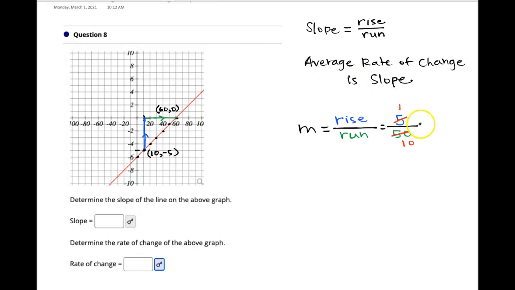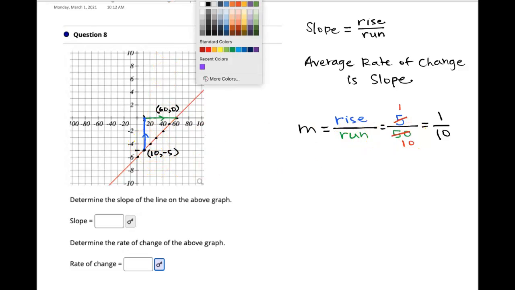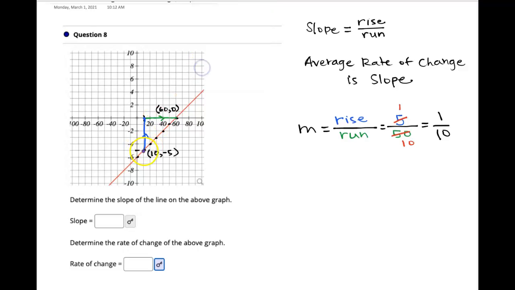So that means my slope is 1 over 10, which means it's going up 1 for every 10 to the right. If I'm looking at it this way, I'm going up 1, to the right 10, up 1, to the right 10, up 1, to the right 10. So that's my slope no matter what points I'm picking on there. Okay, so that's how we're dealing with that one.